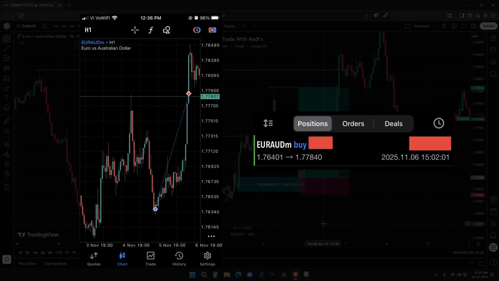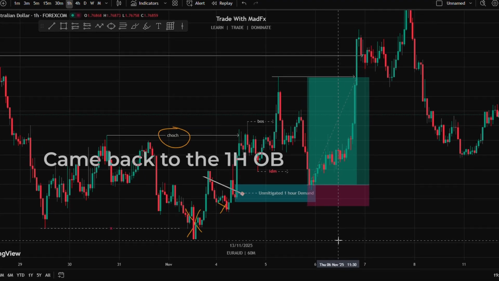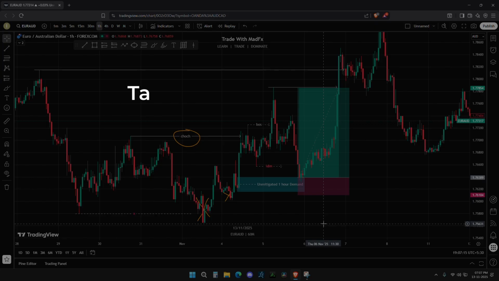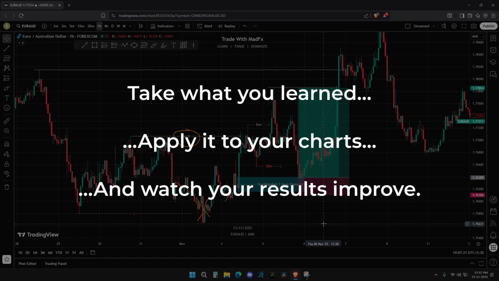Let me show you the trade screenshots. You can see the price came back to the order block we marked, respected it perfectly, and played out exactly as planned. Take what we went through, apply it to your own trading, and see the results for yourself.